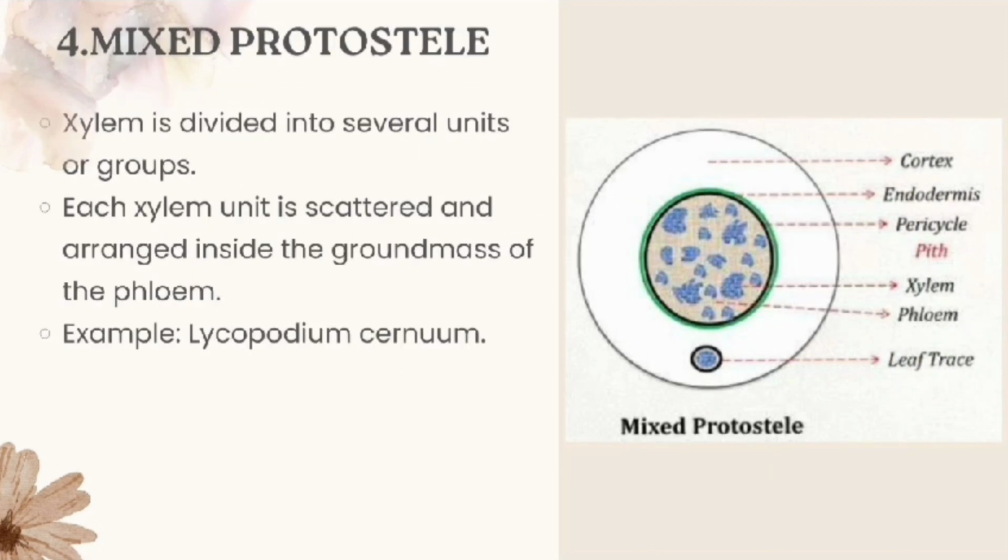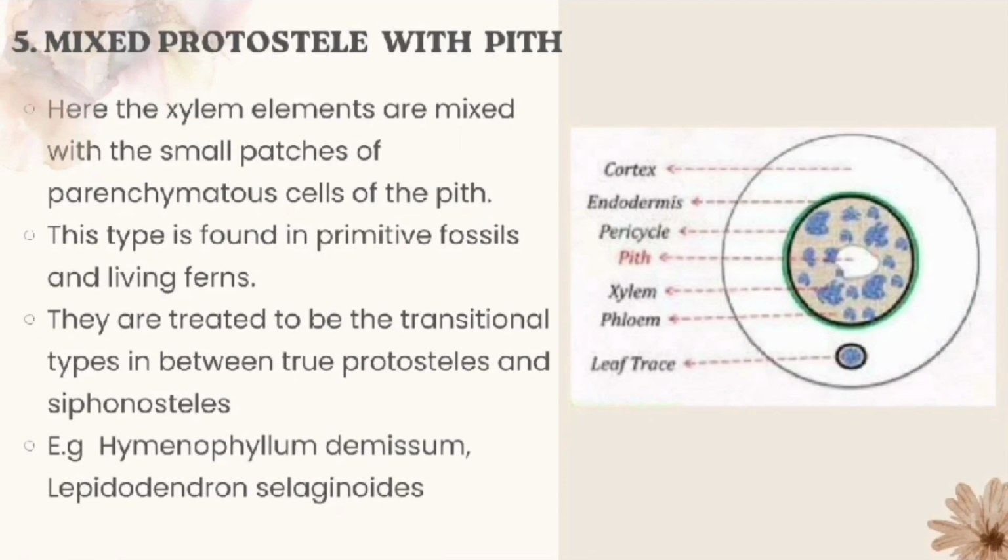Fourth, mixed protostele. In this, xylem is divided into several groups or units that are scattered in the ground mass of phloem. Example, Lycopodium cernuum. Fifth, mixed protostele with pith. In this, xylem is divided into several groups or patches scattered in the ground mass of phloem, but in this, pith will be present in the center. Example, Hymenophyllum, Temesium, Lepidodendron, Selaginoides.